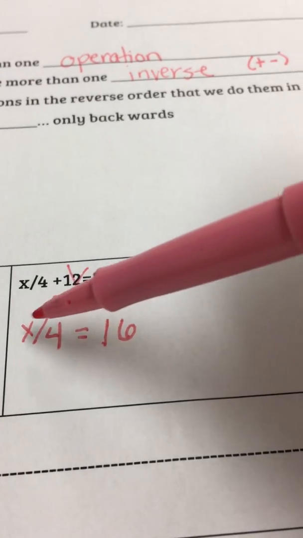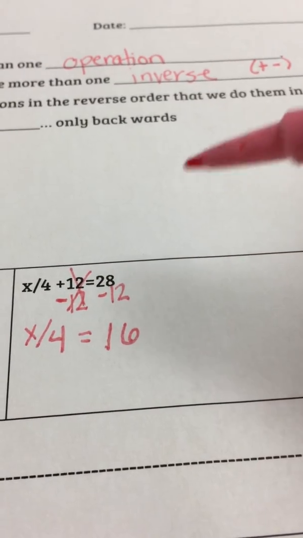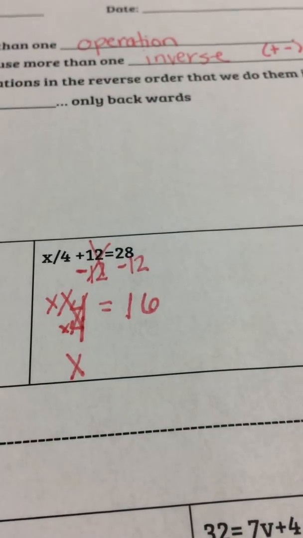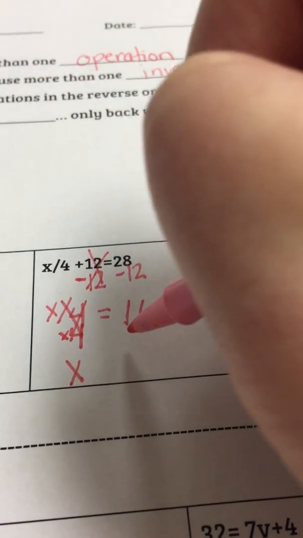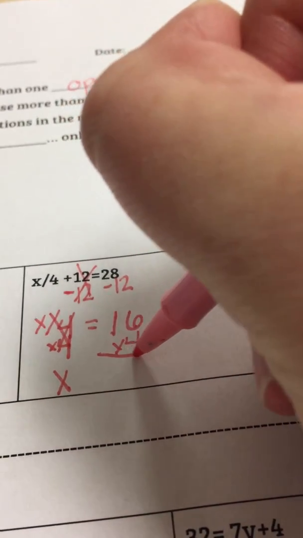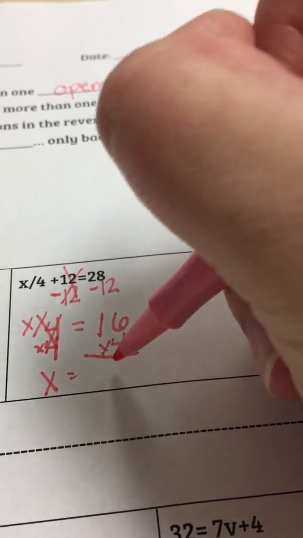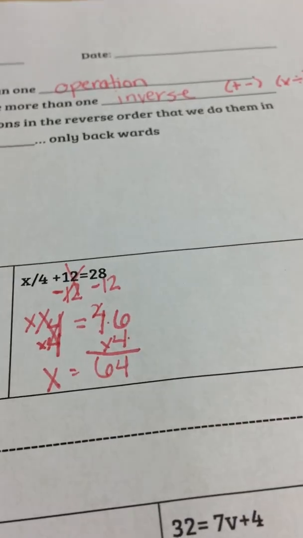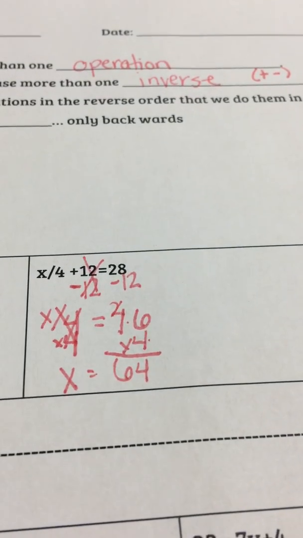The great thing is now I have one operation to do. This should look a lot more like something I've solved before. Again, this operation, when you see that long bar, means divide. So if I'm dividing by 4, the inverse to get rid of it is going to be multiply by 4. That means these two are going to cancel each other out, and I'm left with just x. Whatever I do to one side, though, I have to do to the other. 16 times 4, I'm just going to put my bar line here and solve this. 4 times 6 is 24. 4 times 1 is 4, plus 2 is 64. So x should equal 64.